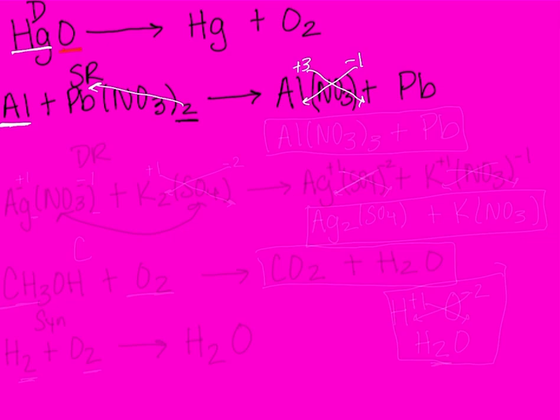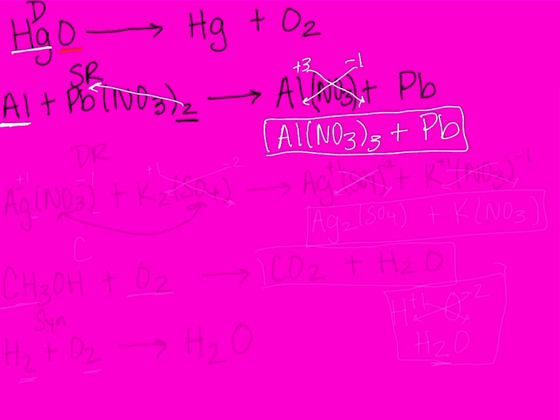So for my finished product, I'm going to have Al. We also do not write 1s as a subscript, because it's already understood that if there is no number there, it's 1. I have NO3, and I'm going to bring this subscript 3 outside of the parentheses. We don't want to bring anything inside the parentheses. And that is my product for my single replacement.